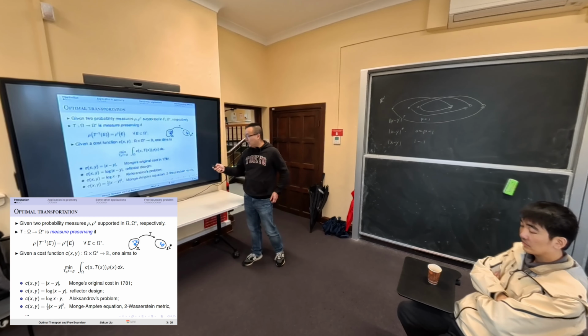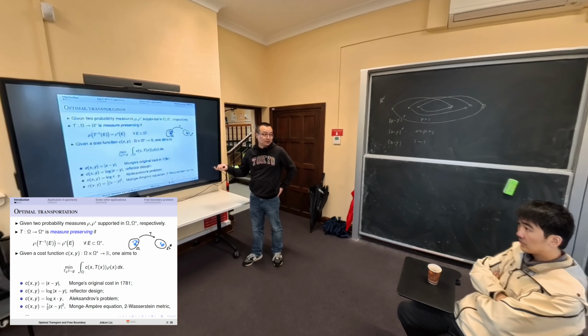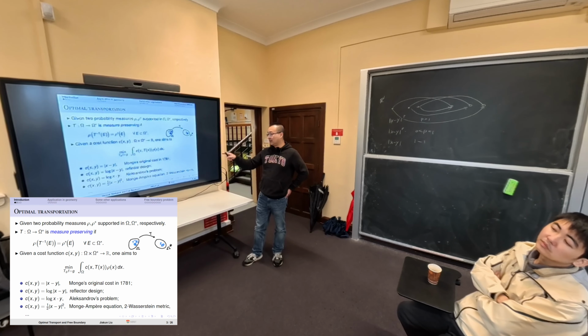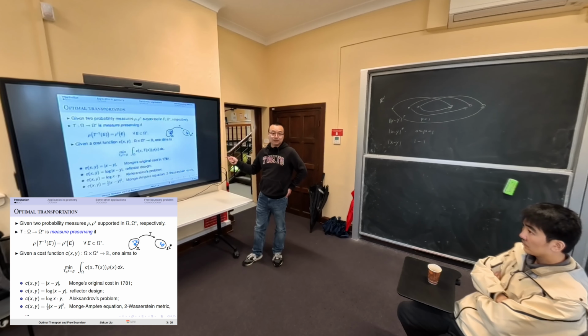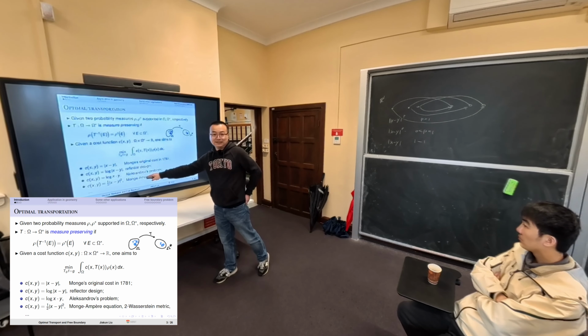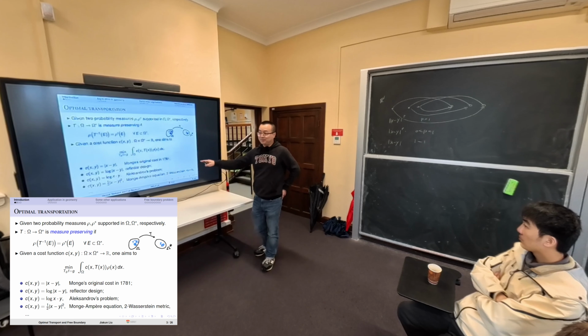Of course, we can consider different kinds of cost functions. If I change the cost function to log, we have an application in the reflector problem. I'll show you in 1 minute. Similarly, if I consider the log of the inner product of x and y, it has an application in geometry, called the Alexandrov problem. And from the PDE perspective, our favorite one is quadratic, a cost function given by |x minus y| squared.